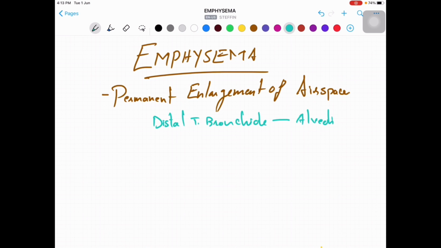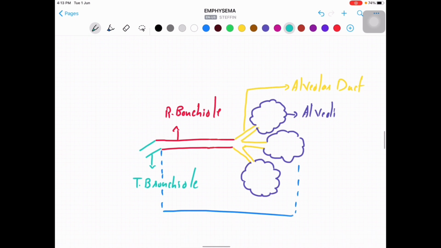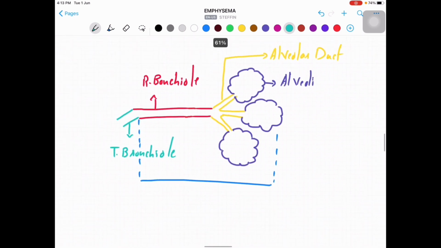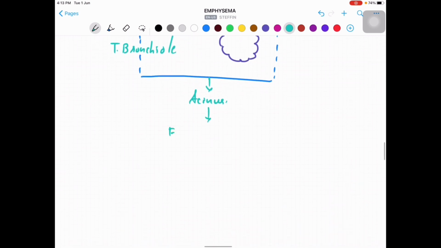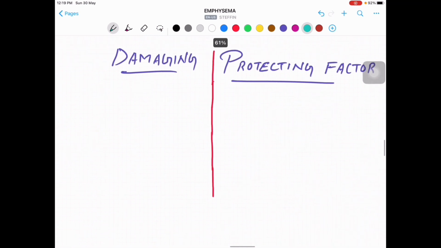So let's see what is the functional section of the lungs. The functional section includes terminal bronchiole, respiratory bronchiole, alveolar duct and alveoli. Distal to terminal bronchiole to alveoli, this together is called the acinus. Acinus is the functional unit of lung, and acinus contains two factors. They are damaging and protecting factors.